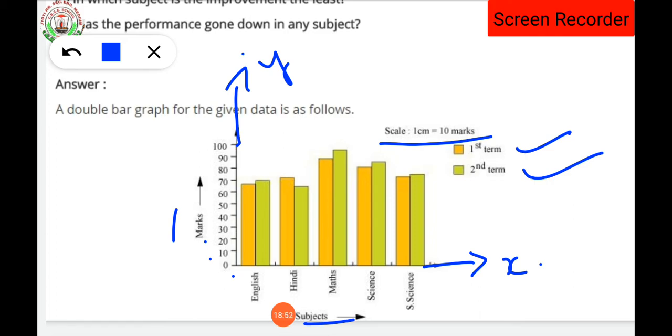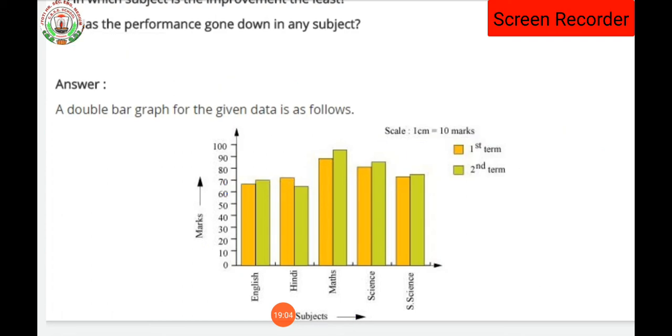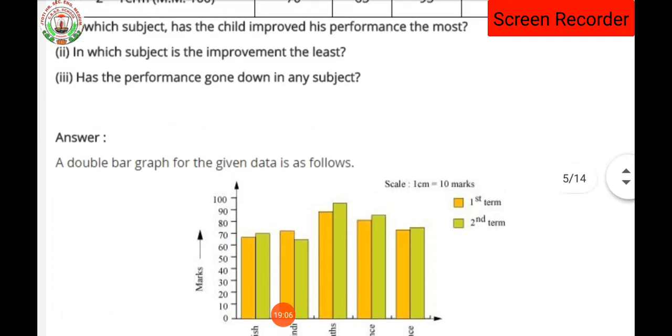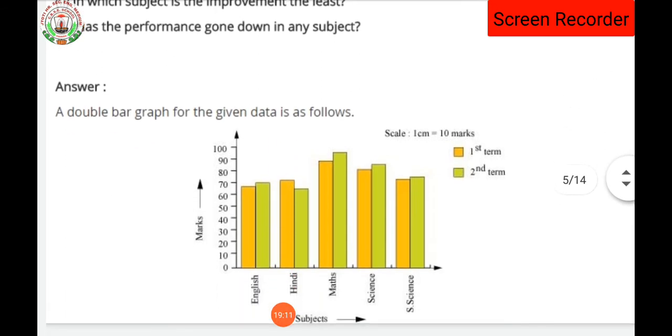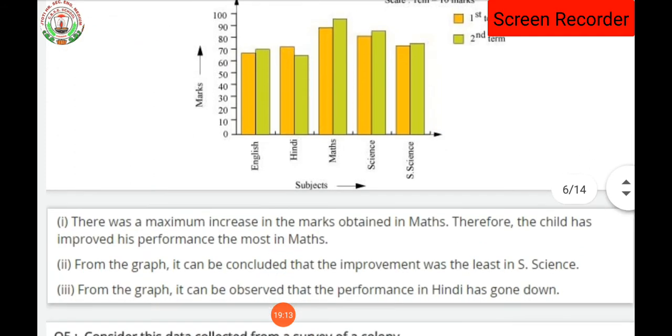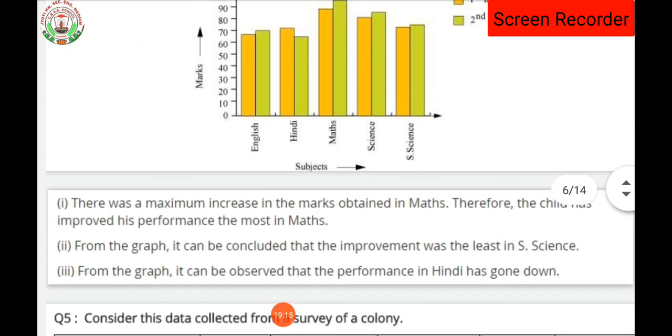Now in the first term they got 65, so it will be marked at 65, and in the second term it will be 70. Then Hindi from 72 decreases to 65. So using the data which is given here, you have to mark it. Clear everyone? Now the answer, what the answer is given.